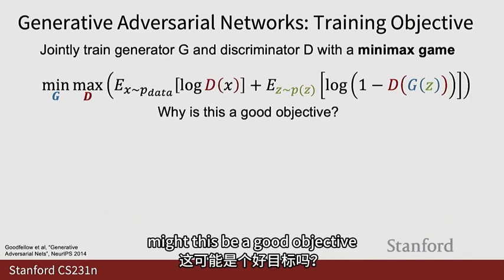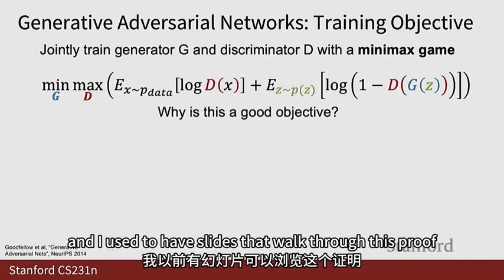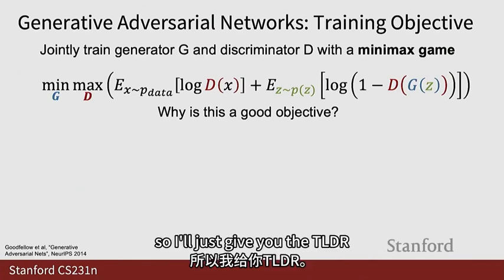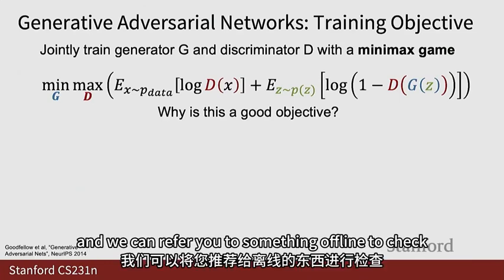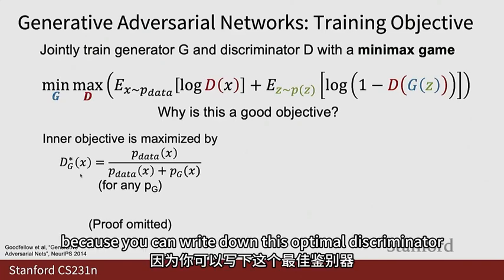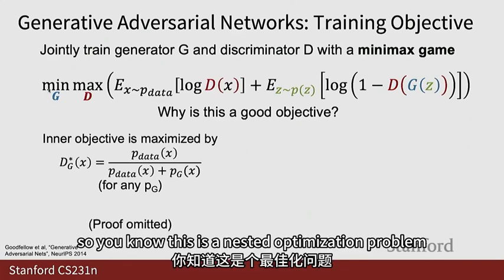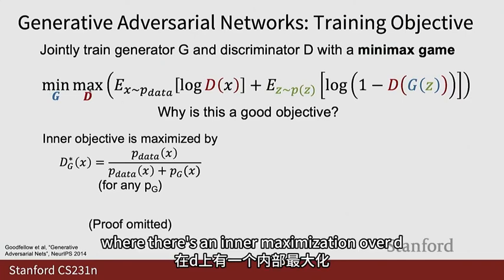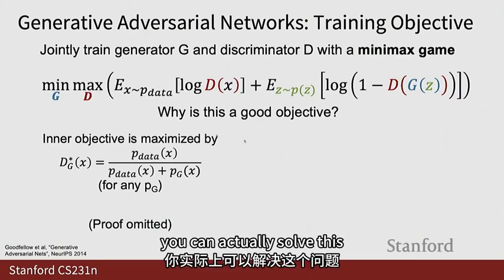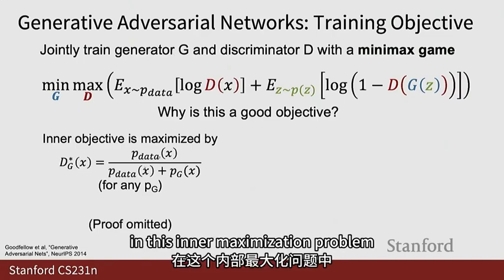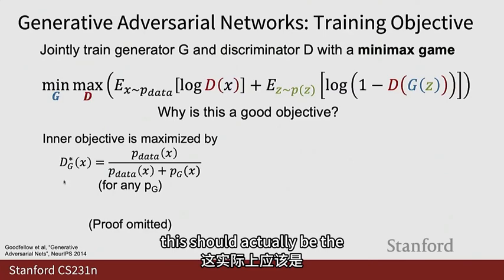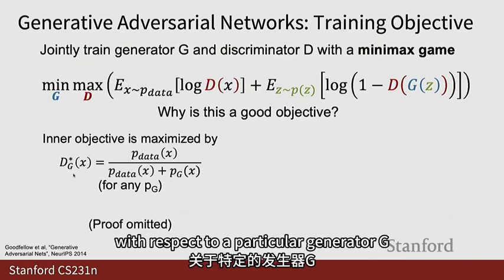Okay, there's another question of why this might be a good objective. I used to have slides that walked through this proof step by step, but I don't think we have time for that today, so I'll just give you the TLDR, and we can refer you to something offline. The TLDR is that this objective is good because you can write down the optimal discriminator. This is a nested optimization problem, with an inner maximization over D and an outer minimization over G. If you do a little bit of math, you can solve this inner maximization problem and write down the optimal discriminator with respect to a particular generator G.